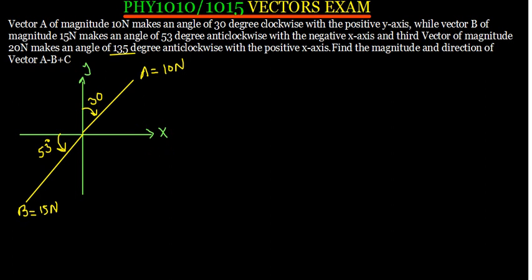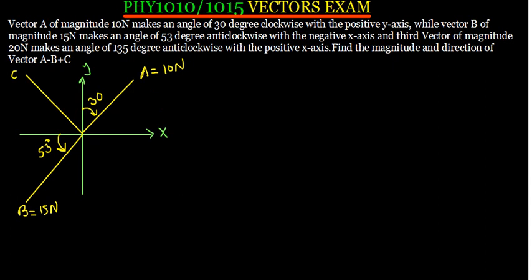This is 135 degrees. In which quadrant? Is it first, second, third, or fourth? I think it's in the second quadrant. Okay, it is the second quadrant. Remember, you are going anti-clockwise, meaning that you are going in this direction. So this is where the other vector is going to be, like this. That's vector C, which has been given.